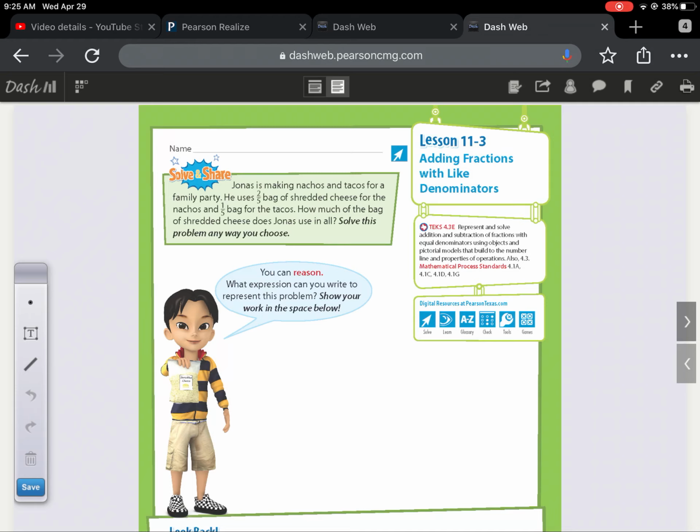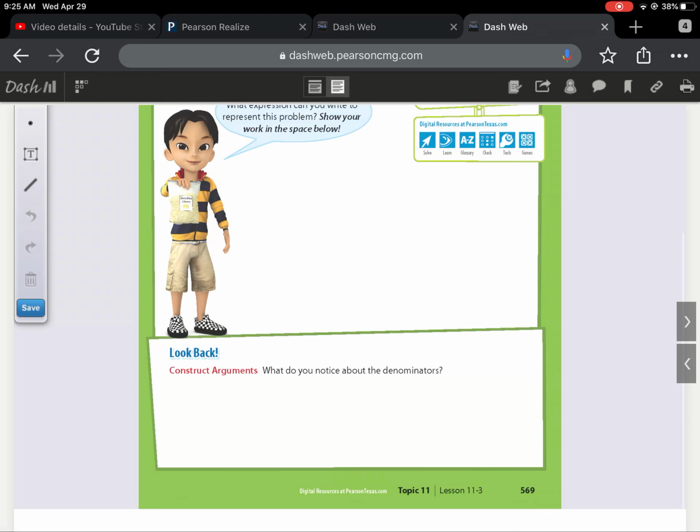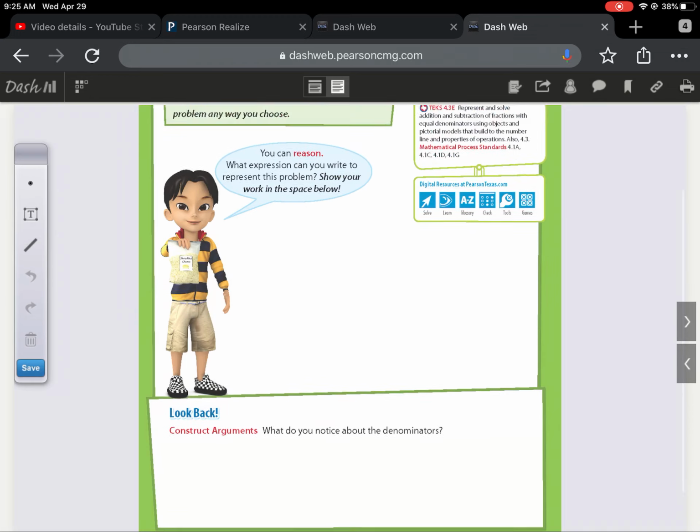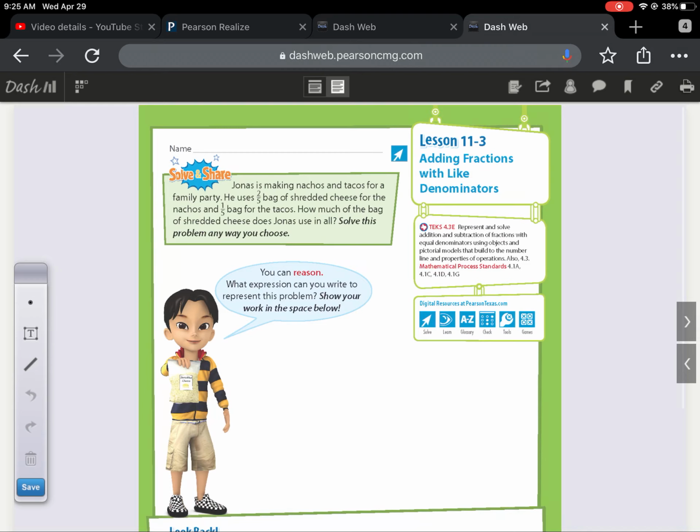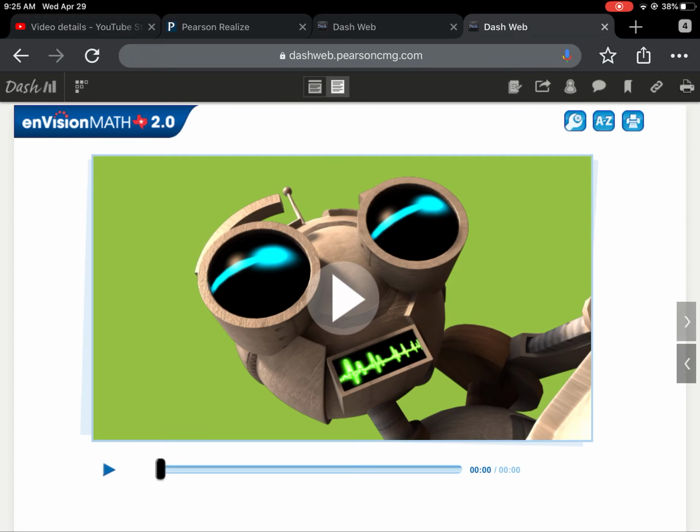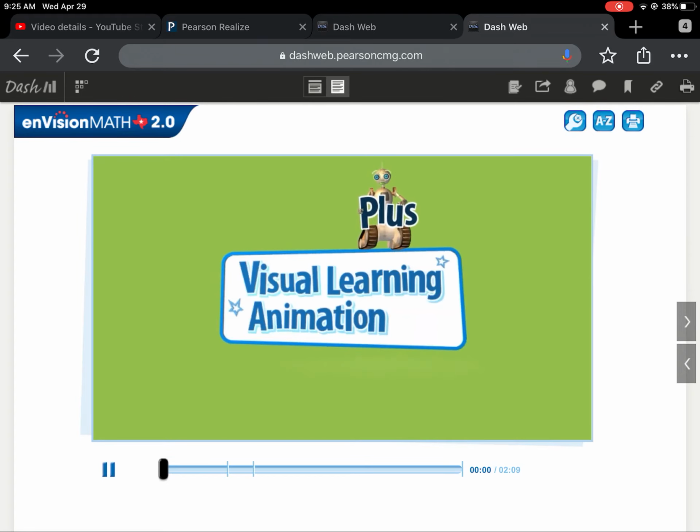Hi, boys and girls. Today we're going to be going over lesson 3 of topic 11, adding fractions with like denominators. This is in your book, page 569. So the first thing we're going to do is go over the video.